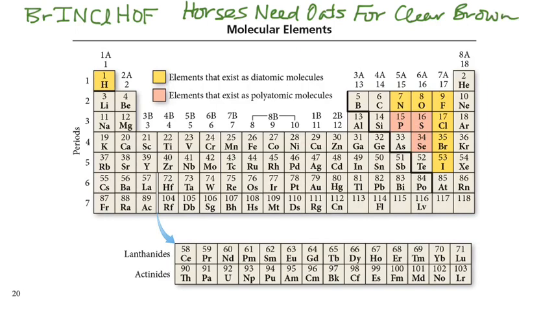So everything's great until we get to the I's. We can remember that though. So the first letter or two letters: H, N, O, F, Cl, Br, and I. Those are the ones that are diatomic. Horses need oats for clear brown eyes. You need to memorize those.